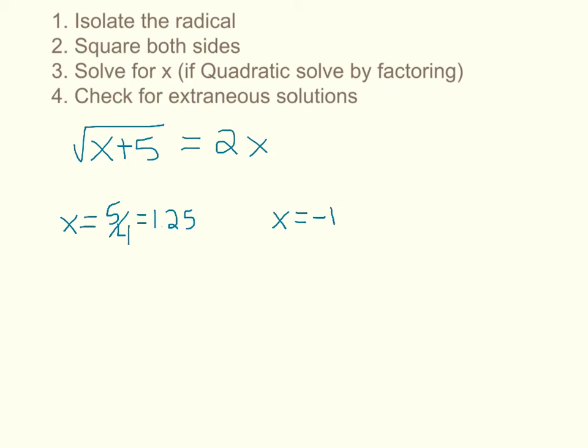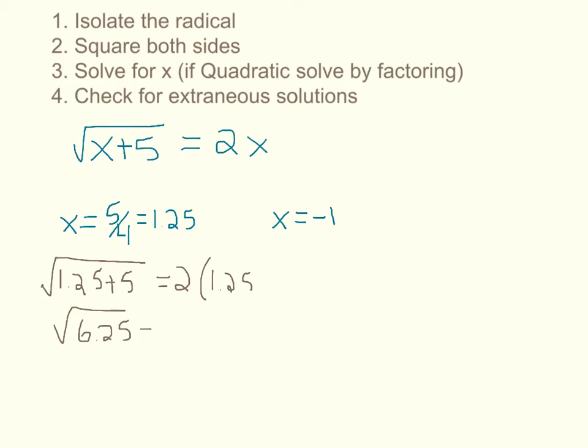So now I need to plug them both in. So I have the square root of 1.25 plus 5 equals 2 times 1.25. So the square root of 6.25 equals 2.5, and when you take the square root of 6.25, that is true. So here's one of my solutions. Let's check to see if this other one works.